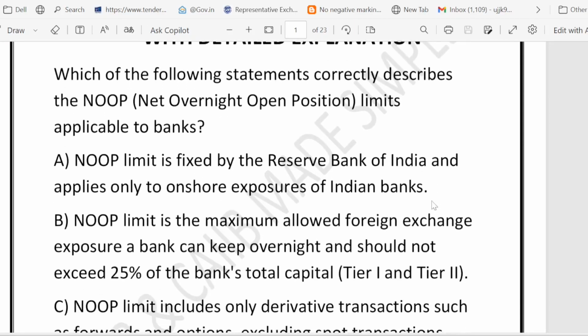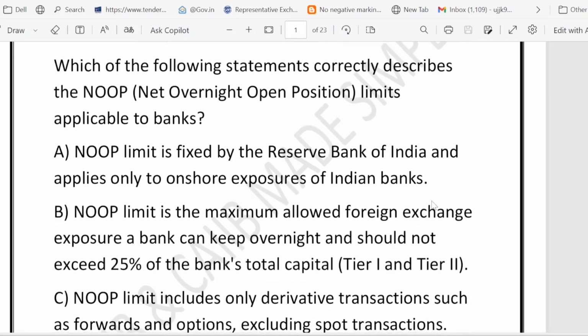So let's get started with our first question. We will understand a very important concept from foreign exchange, the so-called NOOP, that is called net overnight open position. Don't worry, by the end of this question you will understand it in the simplest way possible.